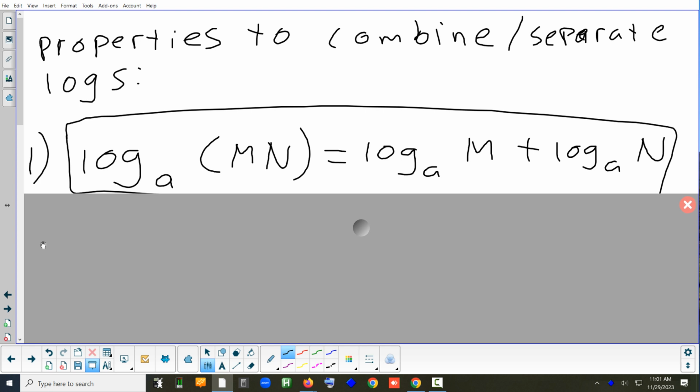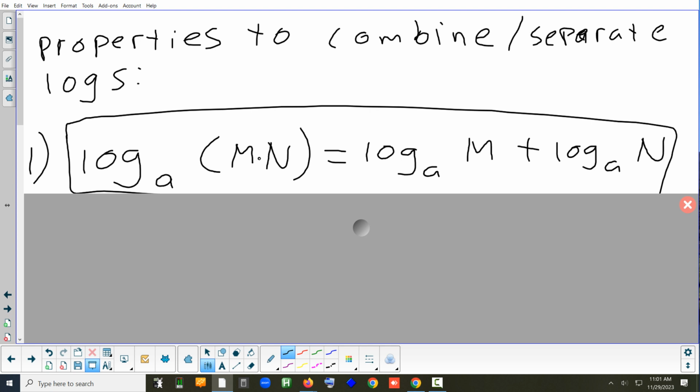Right, so here's our first property. This property deals with having a product inside the argument. Okay, that's m times n. If you have a product inside the argument, you can split that apart as a sum. Product splits as a sum. When you split it, the base on each log that you have is exactly the same as the base you started with.